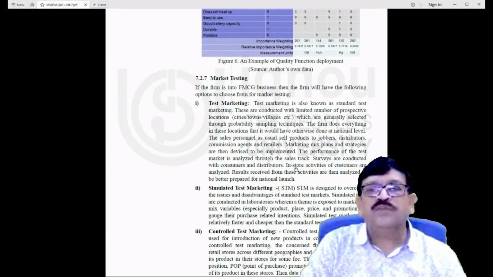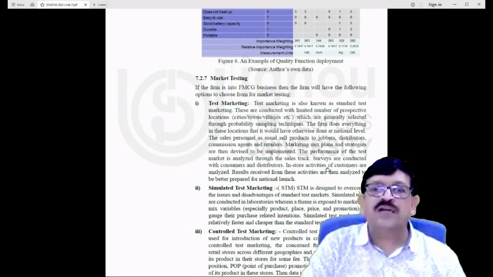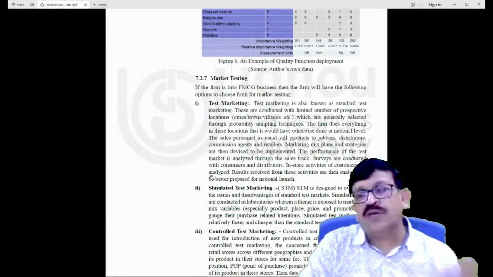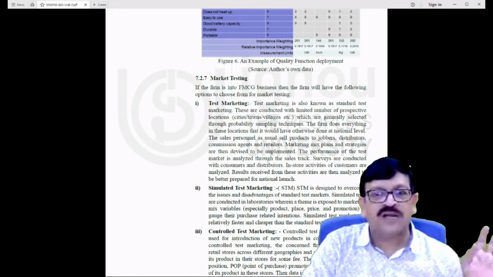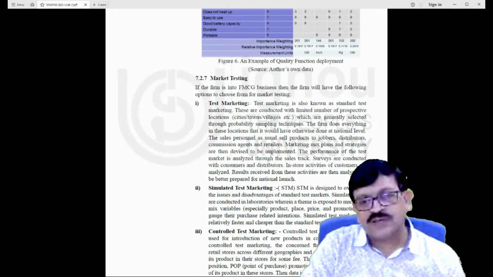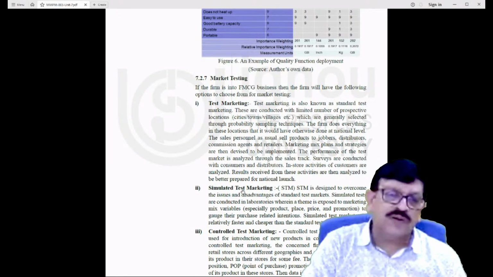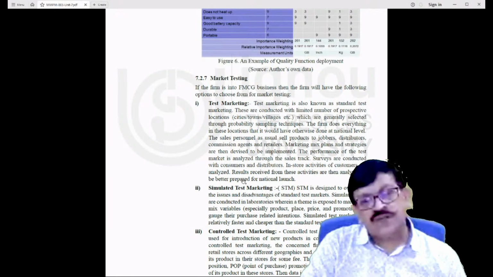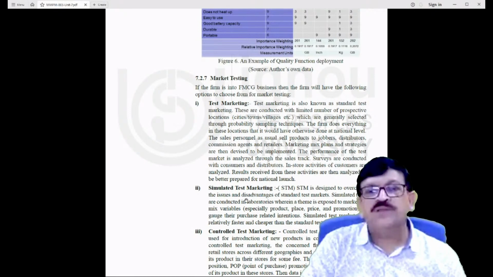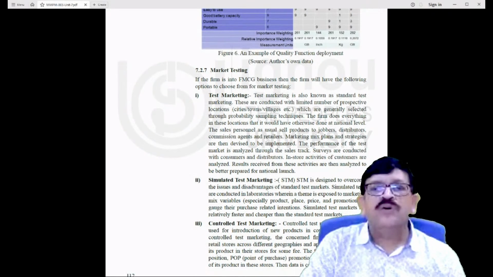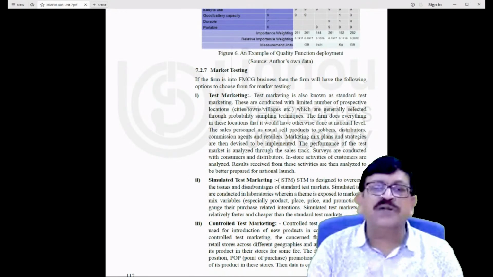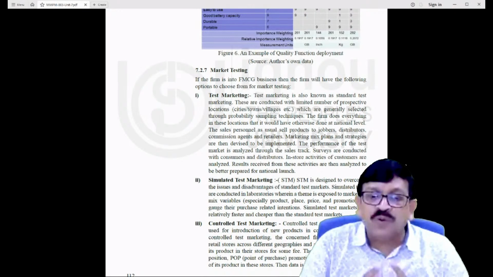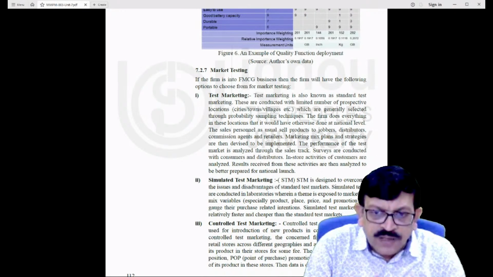And once you are testing the product, surveys are there. Since it could be across different landscapes, different geographical locations, across different kinds of formats, the information is collected from them and analyzed, and corrections are carried out before you go for the national launch. There are other types of test marketing, which is simulated. Each test marketing has certain advantages and disadvantages, so let's understand that.